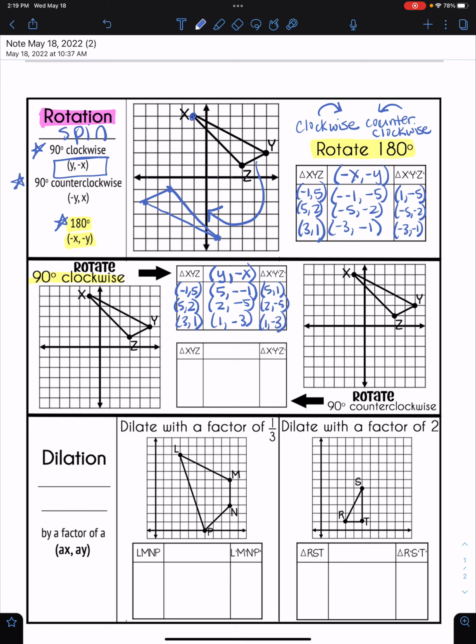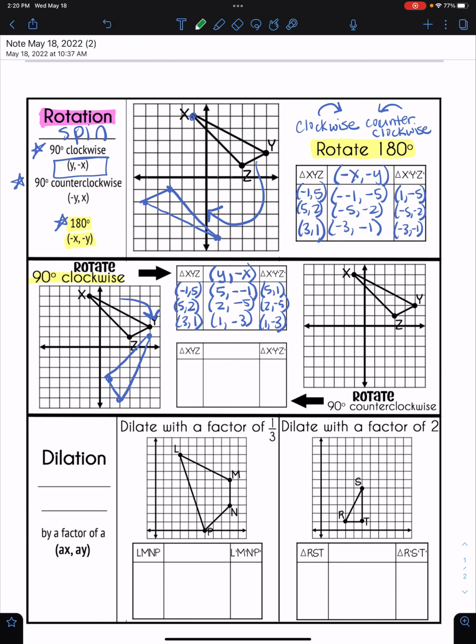And I'm going to graph my new shape. It is 5, 1. And then 2, -5. And 1, -3. I'm going to draw that shape by connecting my points, and you can see that this is doing a clockwise rotation 90 degrees.